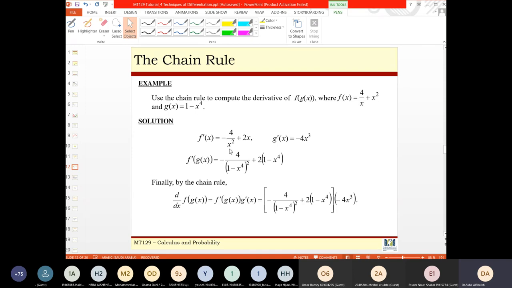Let's apply this to this example. Now, sometimes they ask us to use the chain rule. They give me the f by itself. They give me the g by itself, and they ask me to find the derivative of f when I put g inside it. So the rule says that the derivative of f with g inside it is the derivative of f, with g put inside it, multiplied with the derivative of g. Isn't this the rule? So we find the derivative of f.